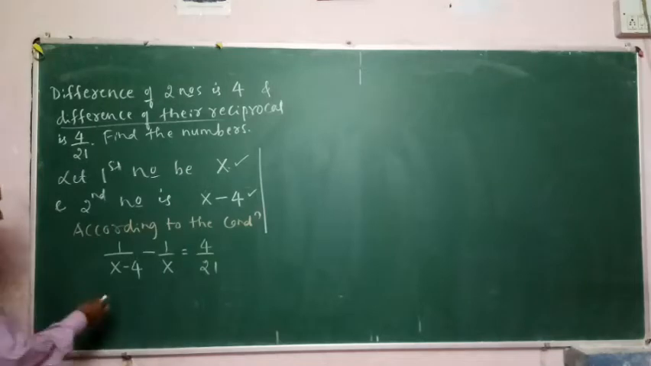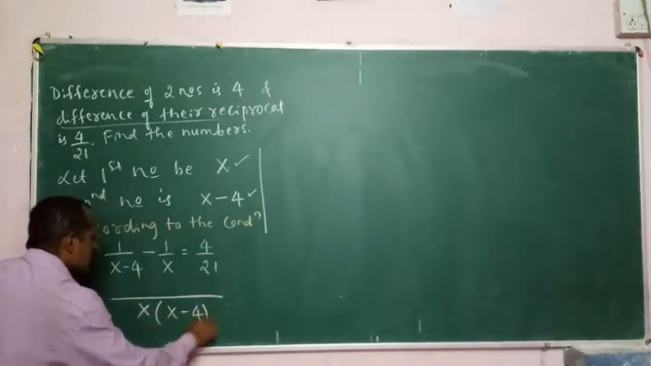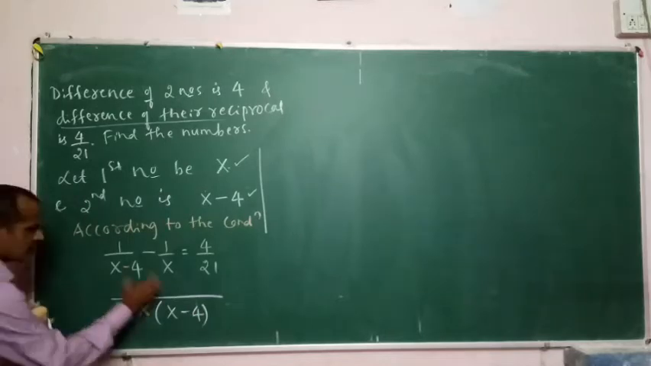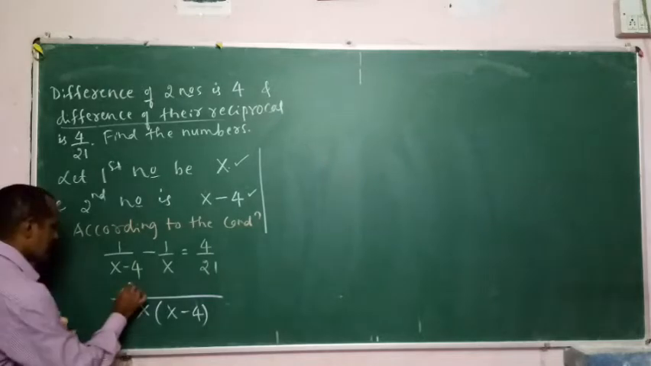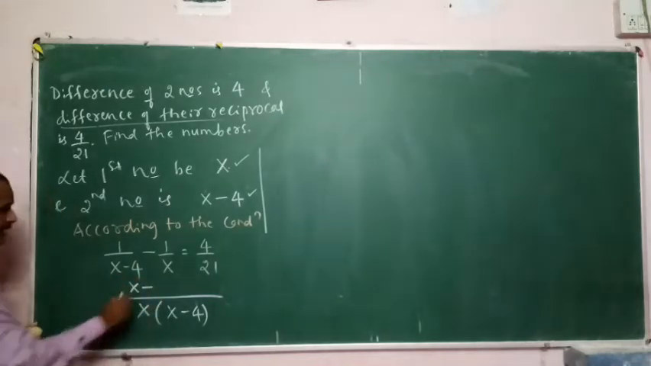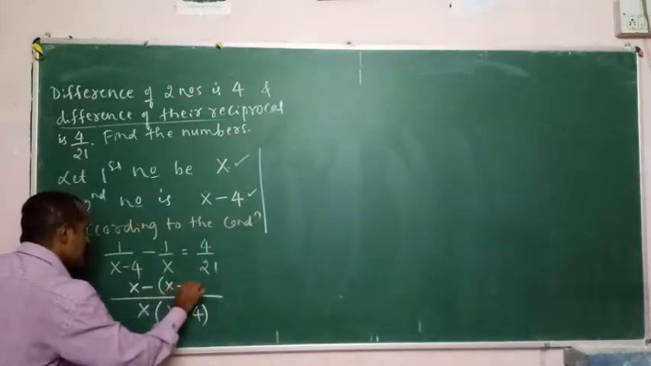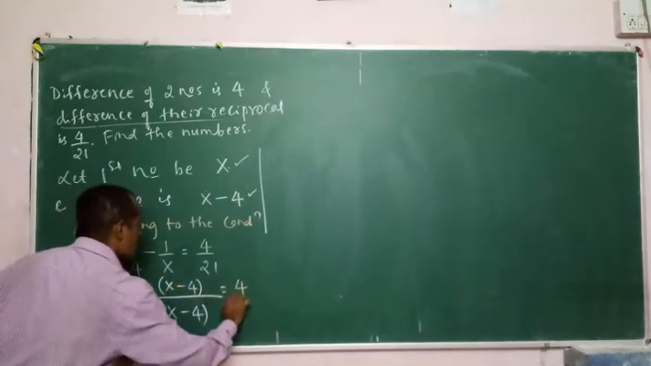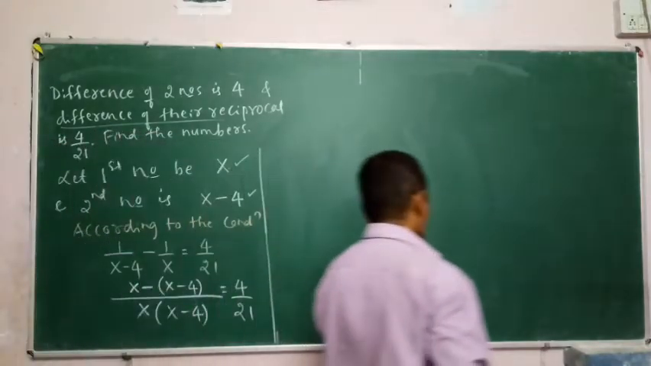Okay, now we can solve the problem. Take the LCM: x into x minus 4 is the LCM. 1 into x is x, minus, 1 into x minus 4, so x minus (x minus 4) is equal to 4 by 21. Okay.